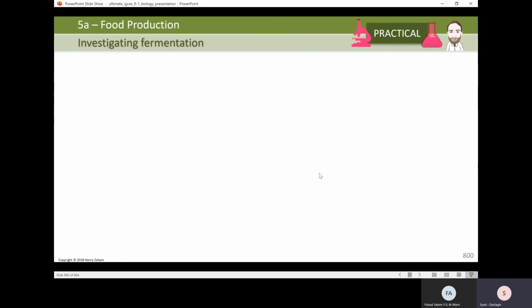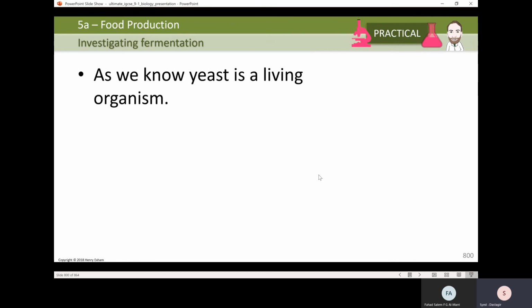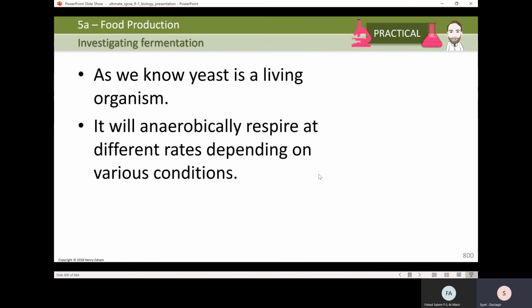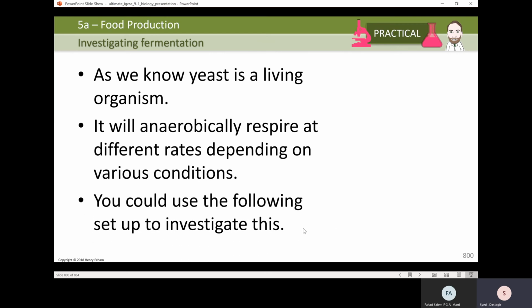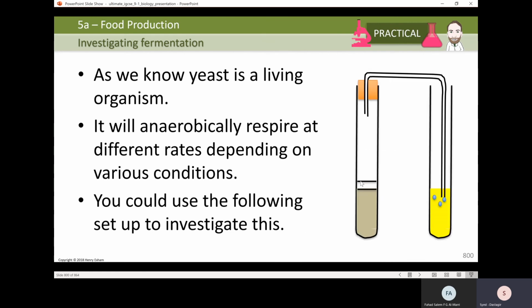Okay, so how can we investigate fermentation? Well, because we know yeast is a living organism and we know it can respire anaerobically at different rates depending on conditions, we want to see the rate of respiration. So how could we investigate this? Well, here's the setup.